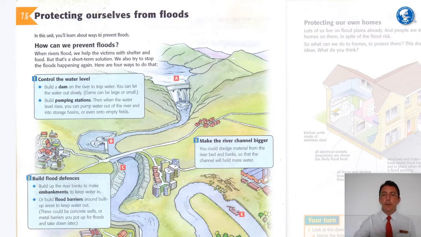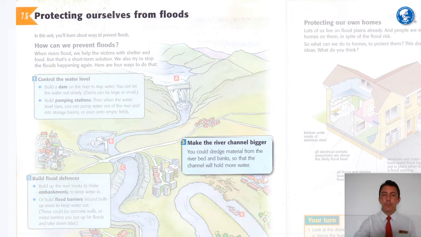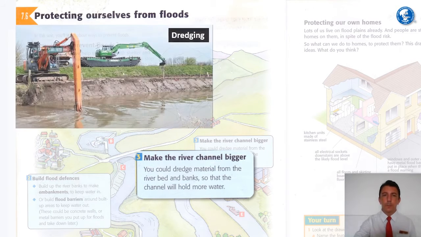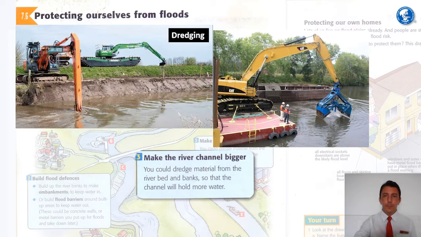Third way is to make the river channel bigger. So you could dredge material from the river bed and banks so that the channel will hold more water. So dredge means to dig material from the bed of the river or the banks of the river. So now the river can hold more water and it won't overflow.